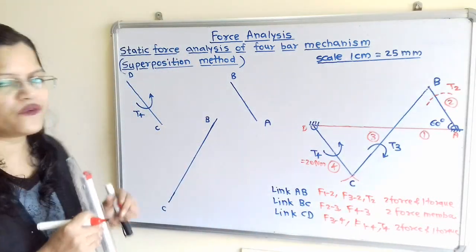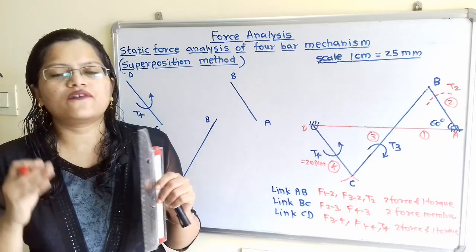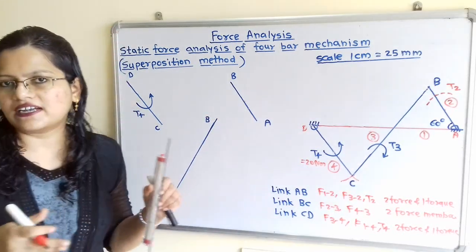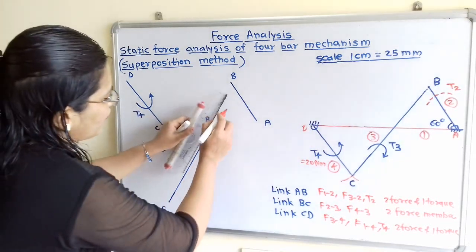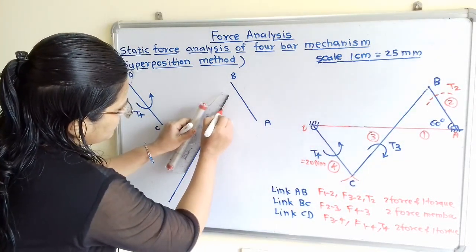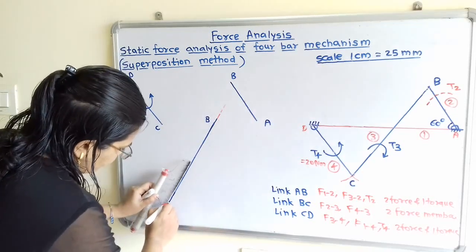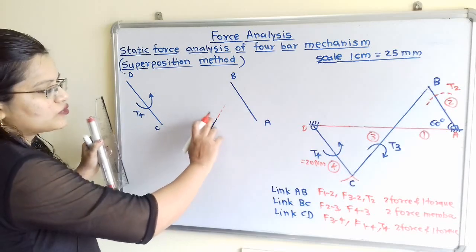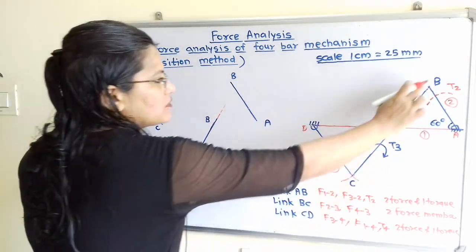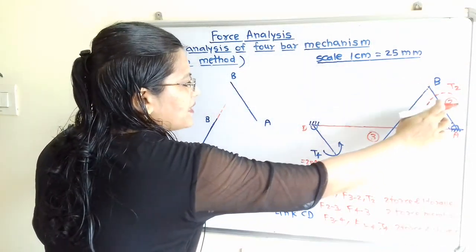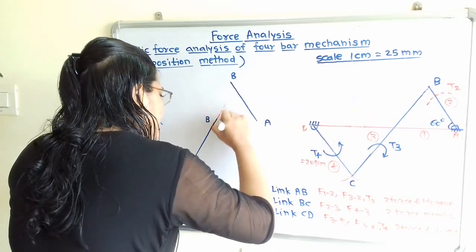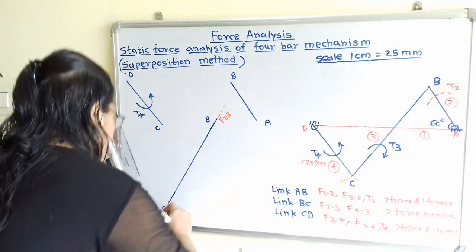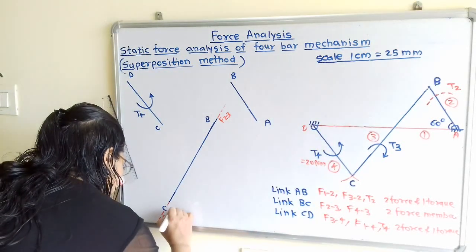And what is the rule for the equilibrium? The line of action of forces for this 2 force member is along that link. So I will draw here the line of action of force. Now which force is there? Through this point B we have to observe this BC. Through this point B, f of 2 to 3. So this is the line of action of f of 2 to 3. And through this point C, f of 4 to 3.